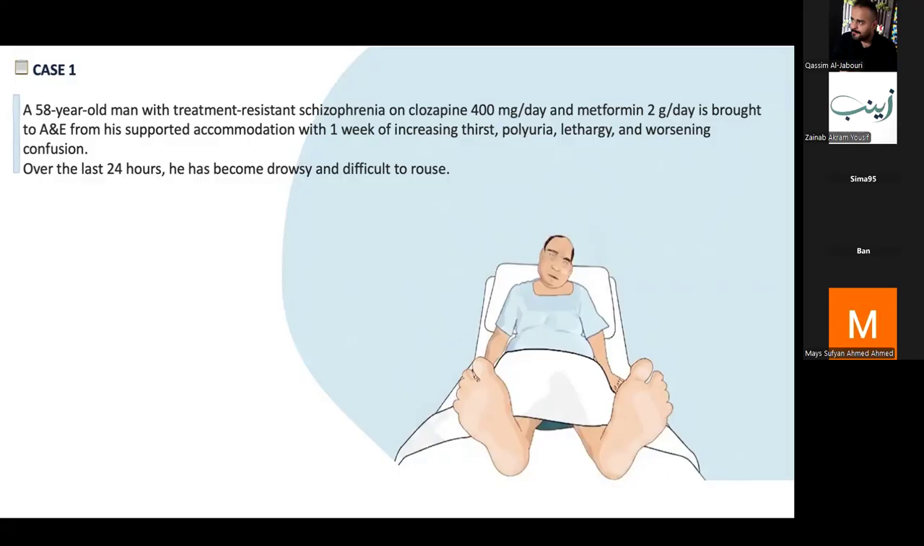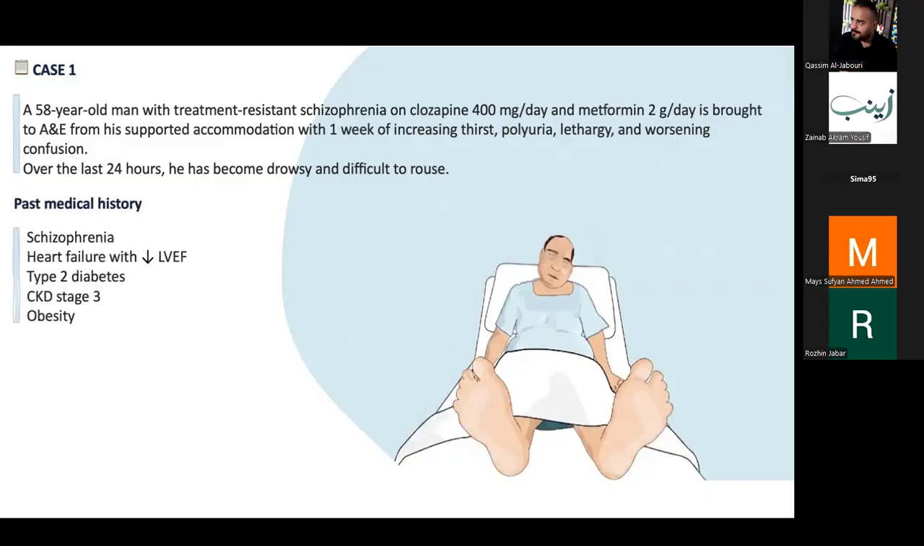So this is a 58-year-old man with treatment-resistant schizophrenia on clozapine and metformin, brought to the emergency department by his support worker with a 1 week history of increasing thirst, polyuria, lethargy, and worsening confusion. Over the past 24 hours, he has become drowsy and difficult to rouse. His past medical history is schizophrenia, heart failure with reduced left ventricular ejection fraction, type 2 diabetes, CKD stage 3, and obesity.